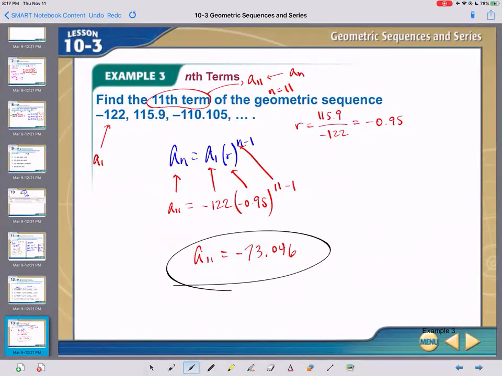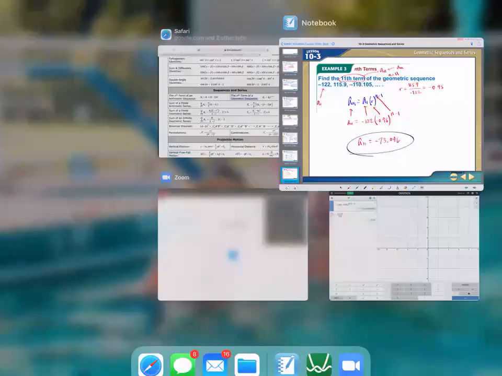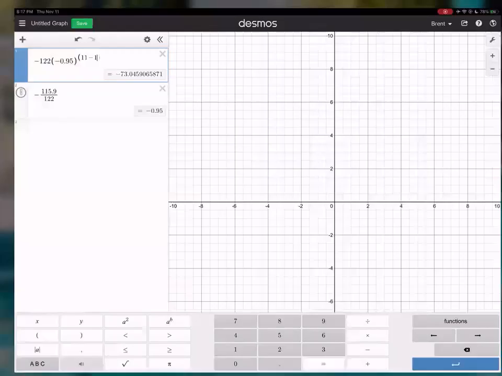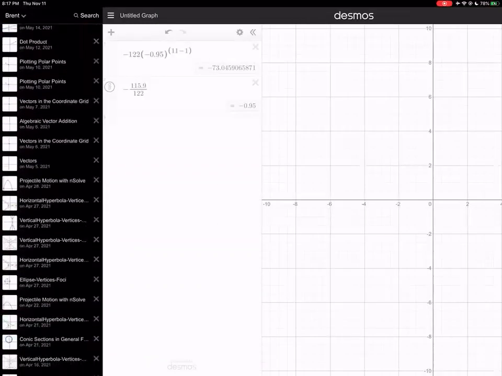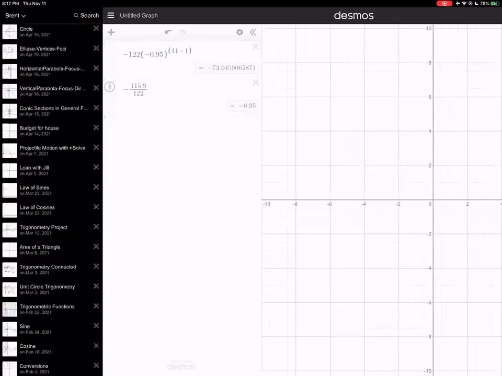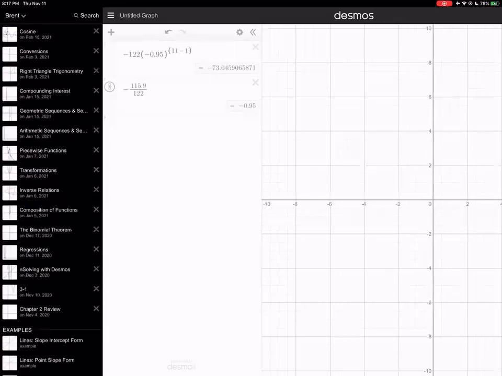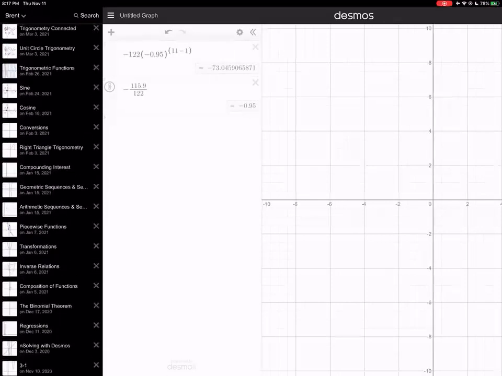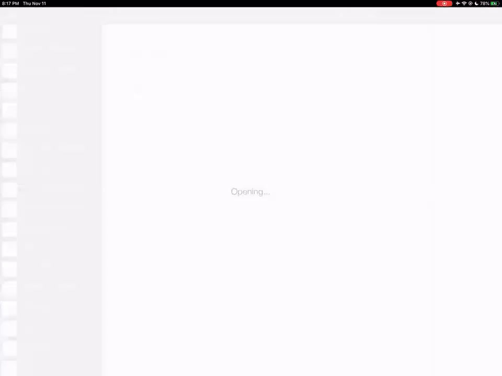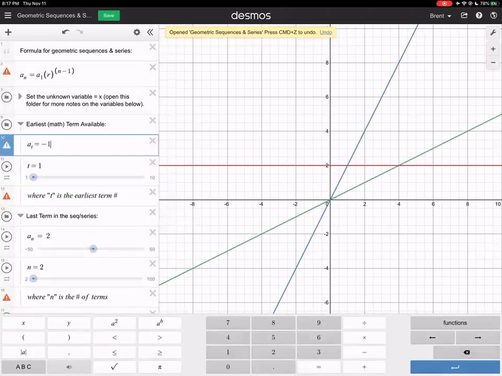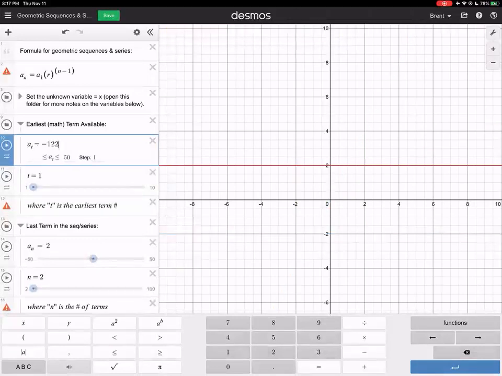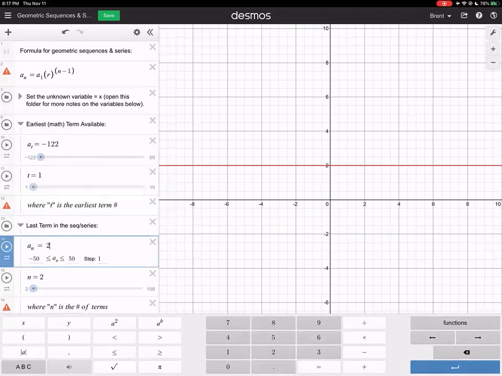Now you might be thinking, do we have a calculator for this? I don't like this algebra. Well, yes, we do. Let's take a look. Again, you can go to the calculator list. Since I'm doing this off of iPad, I'm just going to pull it from my list straight from here. I think it'll be easier for me. If I can find it, there it is, geometric sequences and series. We had the first term as negative 122, the very first term. And since it's the first term, I have t equals 1.